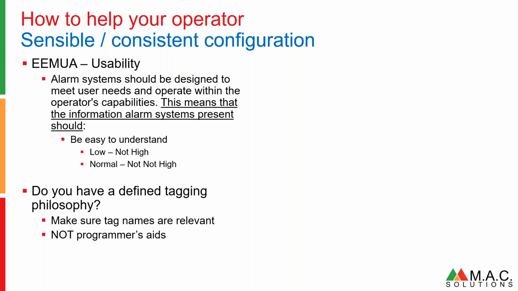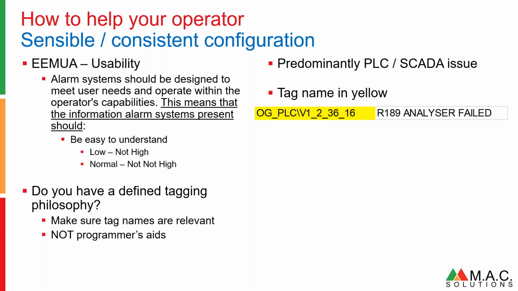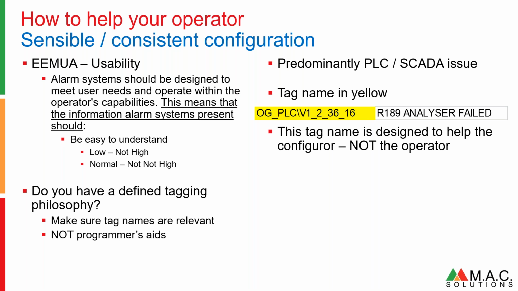Think about that. Do you have a tagging philosophy? Do your tags mean anything to people? Make sure the tag names are relevant, meaningful to plant items on the plant for the operators. A system I did a benchmark assessment and kicked off some rationalization with, they had typical alarm tag names. Tag names were OG PLC V1233616. It was file card channel number in a PLC.